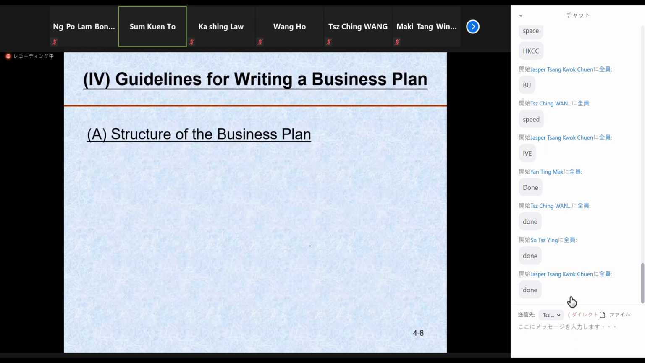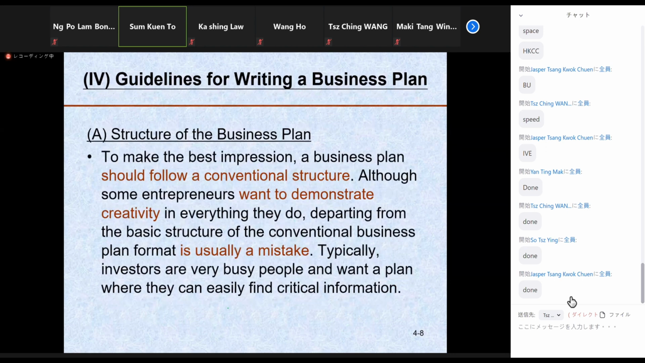Now we go to the part talking about your business plan: it must follow tradition, be precise, not exaggerated, and be creative enough. Let me explain. As I said, in your business plan you must follow the traditional, conventional structure, because in your 20, 30, 40 pages you must follow the flow, the pattern.